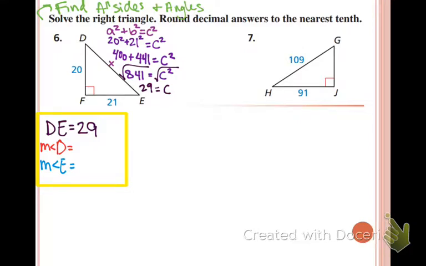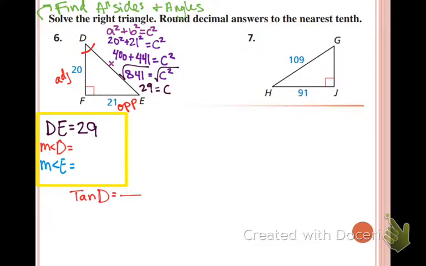Which angle would you like to solve for first? Can I use the Pythagorean theorem to solve for an angle? No. So what I'm going to use is a trig ratio, using the sides they gave me. I don't want to use the side I found because I could be wrong. What kind of side is 21? Opposite. And what kind of side is 20? Adjacent. So which trig ratio am I going to use? Tangent, from angle D.